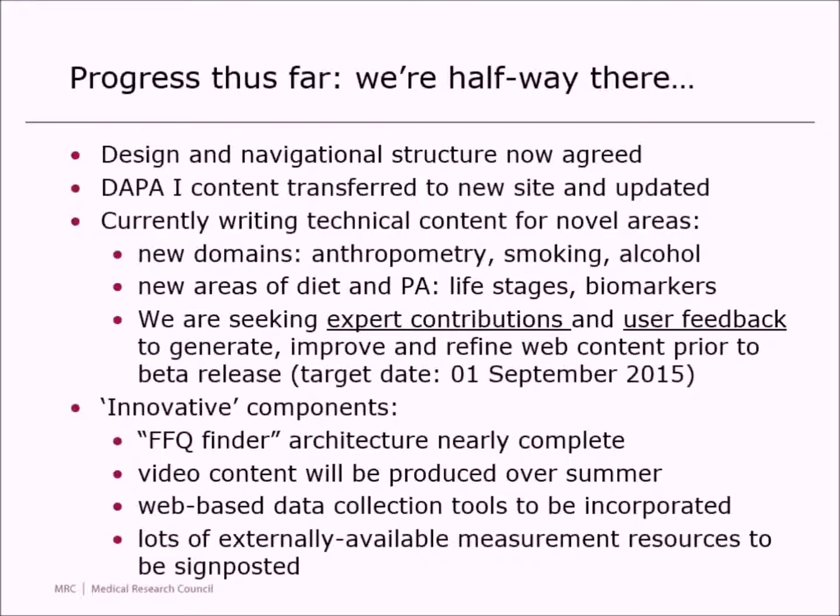Okay, so we're developing a search engine that will find questionnaires that fit the population or the research questions you're interested in. So if you want to measure iron intake in infants in Scotland, then you're unlikely to find a questionnaire that's that specific. But you should be able to find questionnaires that are sufficiently valid that you'll be able to use them. The video content we'll be making over the summer, and then we'll be trying to incorporate as many tools and resources into the site as possible at that time.